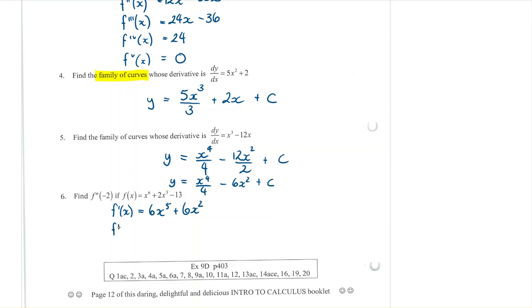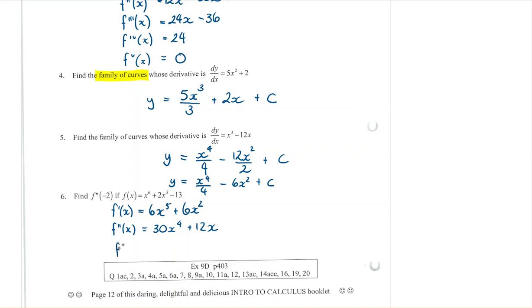Second derivative, it's 2 dashes. Repeat the process with that new equation. 5 comes down and times with the 6 to be 30x to the power of 4. The next term, the 2 comes down, multiplies with the 6 to make 12x. Okay, I have my second derivative.